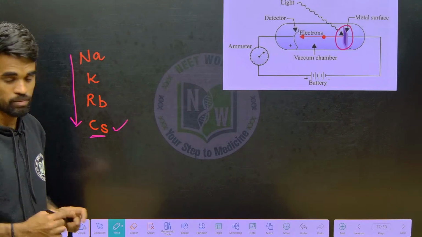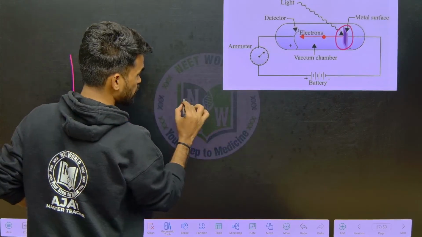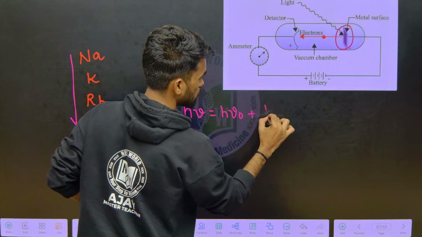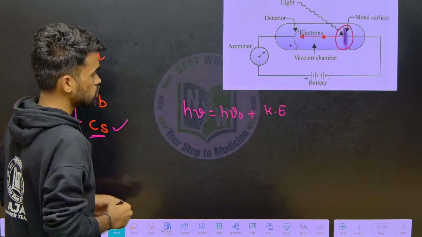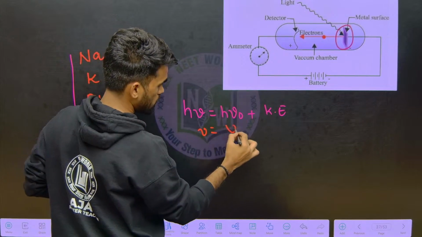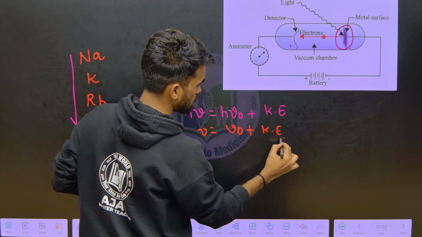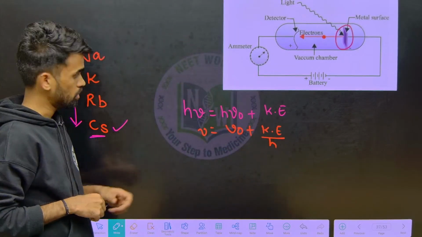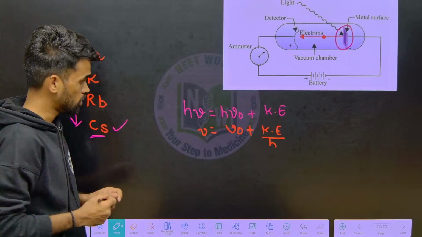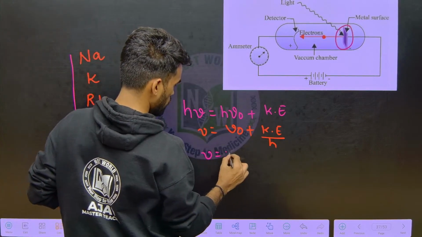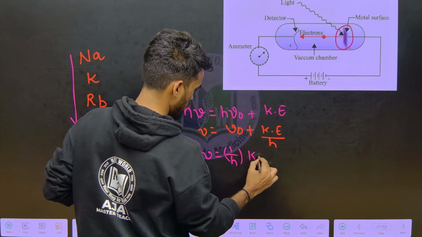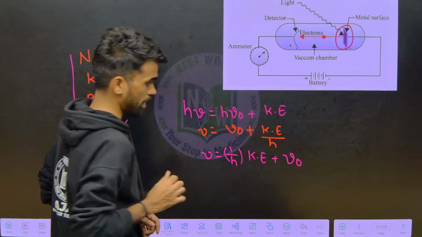You need to identify. See, what is the final equation we got? h nu equals h nu naught plus K. Okay. So now I am applying this: nu equals nu naught plus KE by h. Can I write like this? Just divide the complete equation by h. Got it up to here? Now next, nu equals nu naught. So I am writing this: 1 by h into kinetic energy plus nu naught. Can I write like this?